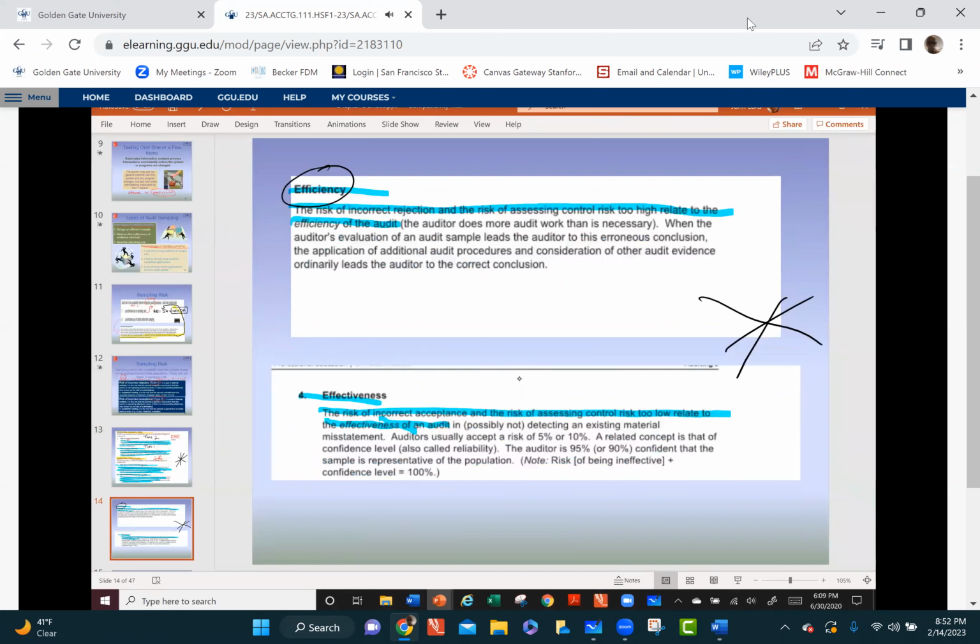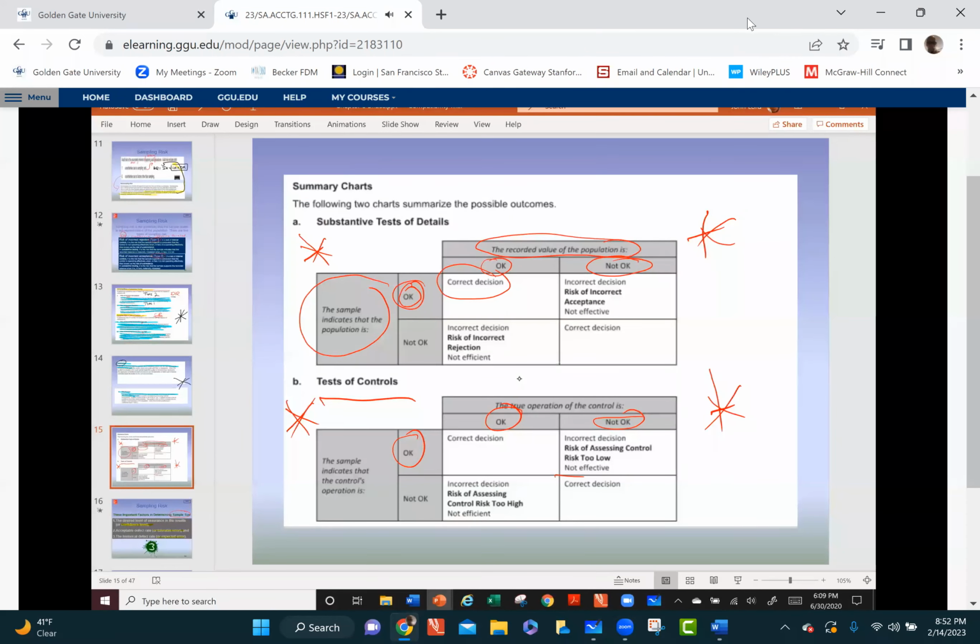Okay. Now, just to help with that, I put four stars on this one because maybe this is a better slide for you to worry about than the previous one, because this summarizes. So you have these two tables. Let's start with table B down here, tests of controls, and let's see what happens. The sample indicates that the control operation is okay. When the true operation of the control is okay, that's a correct decision. And you say, well, how does anyone know the true operation of the control? The answer is nobody knows except God, I guess. So this table is being God by telling you, hey, we're God, and we're telling you the true operation of the control is okay.